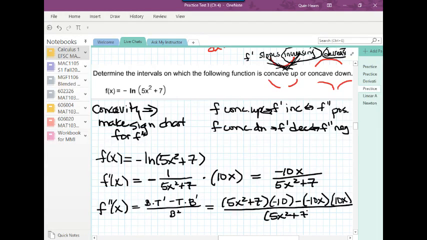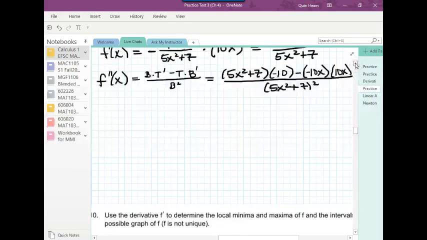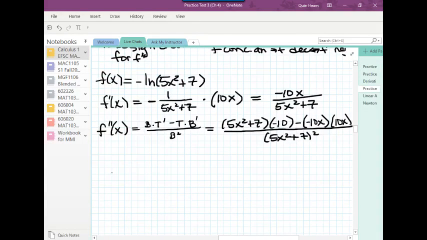So we're going to say f prime of x is, the negative tags along, it's going to be 1 over 5x squared plus 7 times the derivative of 5x squared plus 7, which is 10x. So we have negative 10x over 5x squared plus 7. All right, that's the first derivative. Now we have to use the quotient rule to get the second derivative.